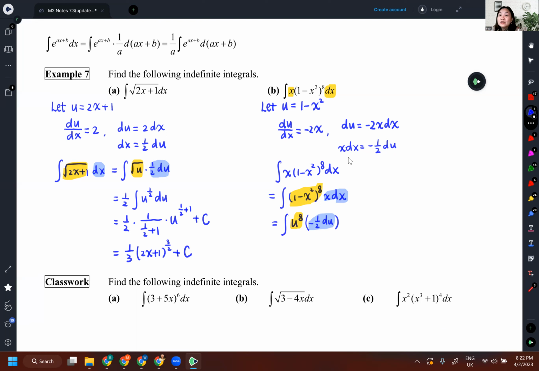So now you have u only, and this one is an easy one because remember, this is not u to the power 8 minus. This is u to the power 8 times. So I will take out negative 1 over 2 and u to the 8 du. And that is equal to negative 1 over 2 times 1 over 9 u to the 9 plus c, and that is negative 1 over 18 times 1 minus x squared to the power 9 plus c. Just as in part A, in the end, I have to change the variable back to x. So it's completed.